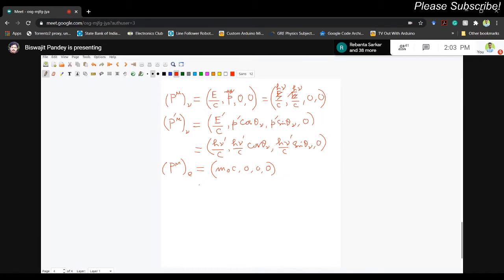If I had continued in the same fashion, squaring both sides with the quantities on the left hand side and the right hand side, then I would have had to know each and every four momentum: that is, the four momentum of the photons before and after collision, and the four momentum of the electrons before and after collision. In this case, I don't need to know the four momentum of the electron after collision. That's the advantage it offers.